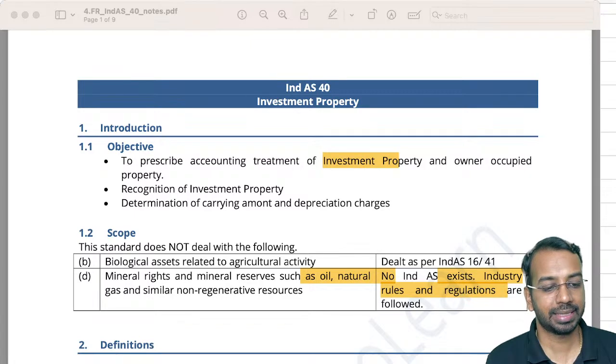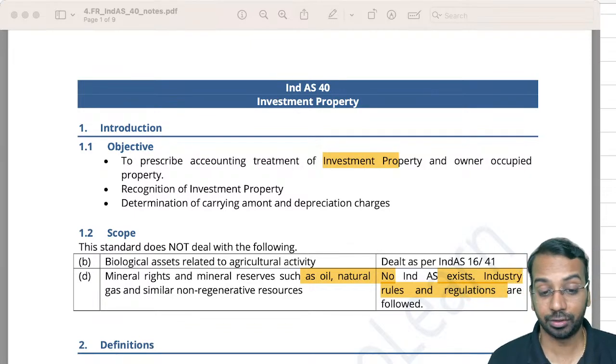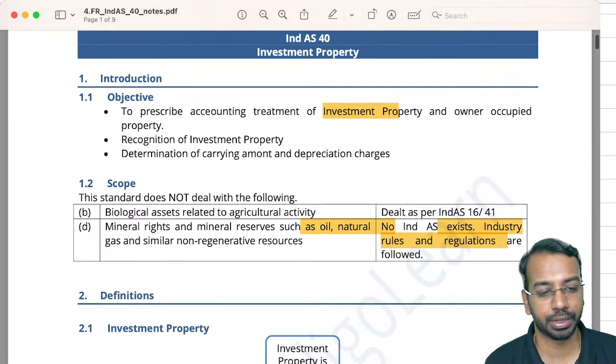Okay, so now we'll start with Ind AS 40. Very, very simple example, standard. I could have actually skipped it also, but still, a quick revision can help us score those few marks that we can score here and there, right?